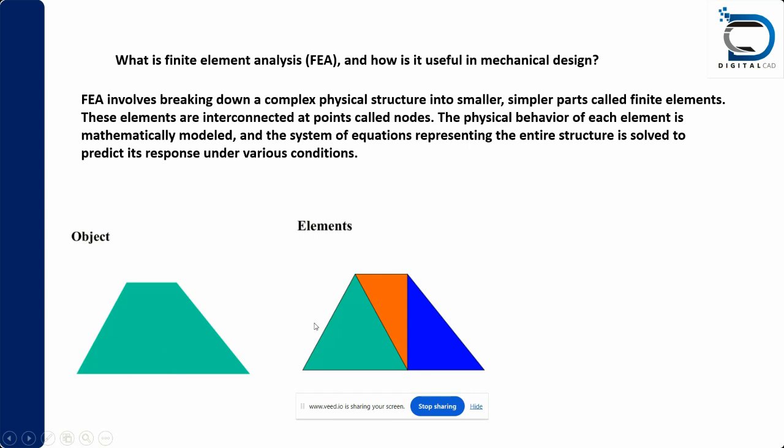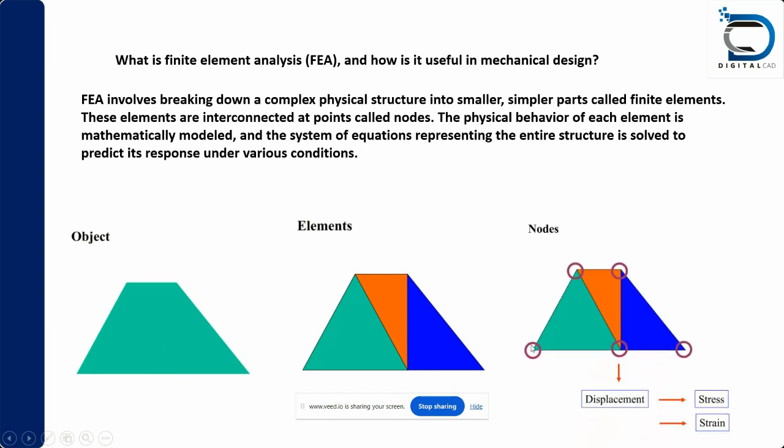Then we need to interconnect these three elements. You can use lines or different shapes to interconnect them, and that we call the nodes. You can see here these elements are interconnected: this element to this, again this, then this. So the connection is happening, and this we call the nodes.